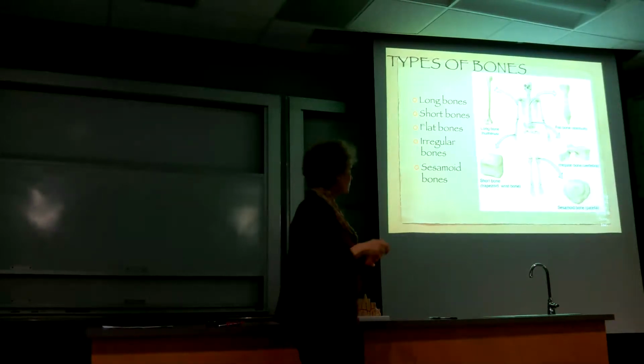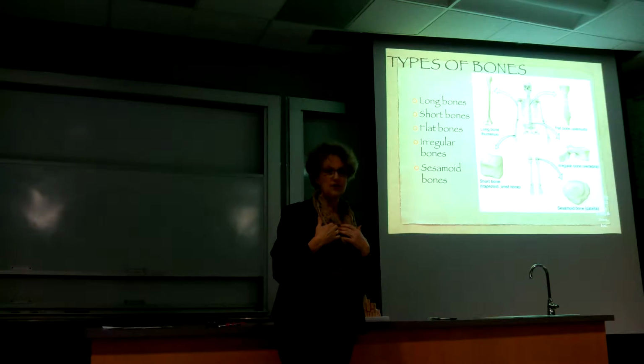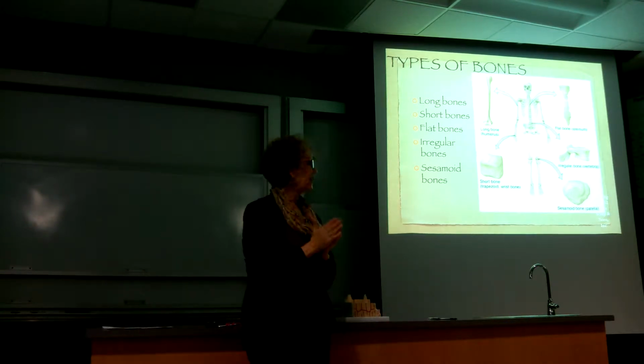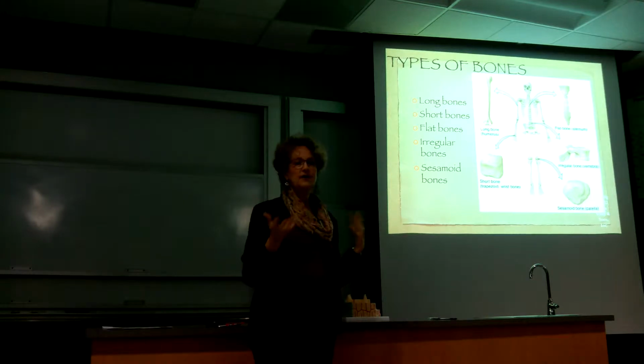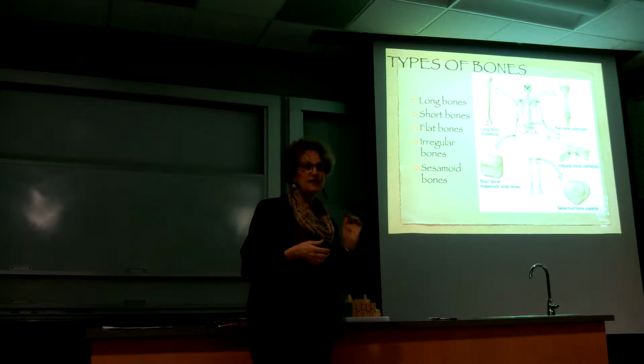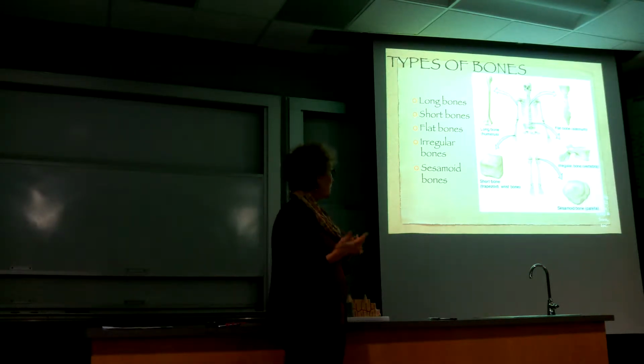Short. Tall. Flat bones would be like the sternum, kind of obviously flat. Irregular: vertebrae. I mean, vertebrae, how are you going to classify that? It's a pretty irregular looking bone. Couldn't really say it's a long bone. Couldn't really say it's a short bone. So it's an irregular bone.